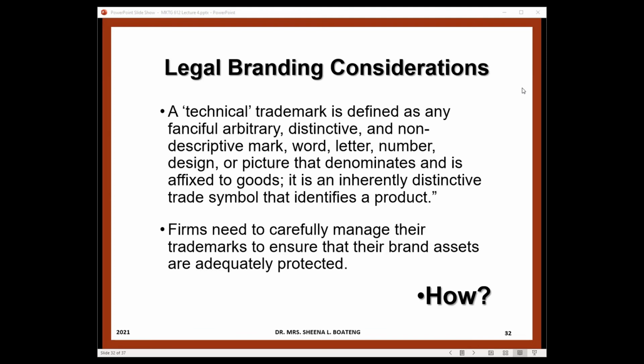So when we talk about trademarking, it is defined as any fanciful, arbitrary, distinctive, and non-descriptive mark, word, letter, number, design, or picture that denominates and is affixed to goods and sometimes services. And it is an inherently distinctive trade symbol that identifies a product or service from a particular source. So you realize that people will always go ahead and trademark certain elements, including combinations of those we have talked about, to represent specific products and services. Sometimes products and services that they are yet to even produce for consumption. Are you aware?